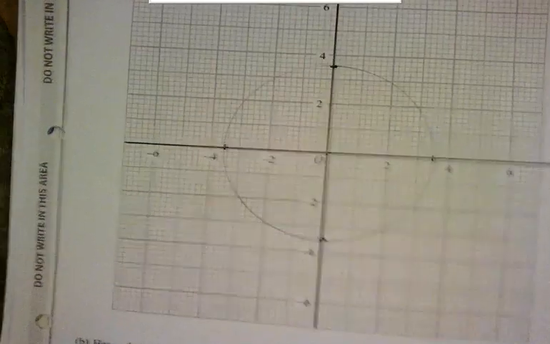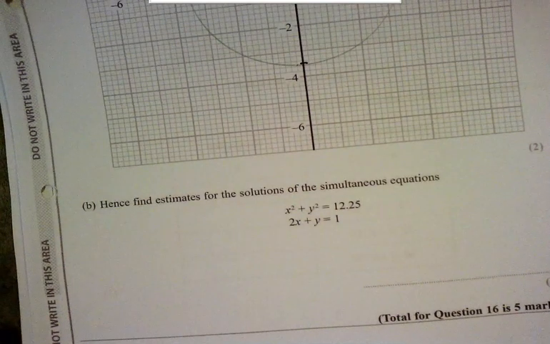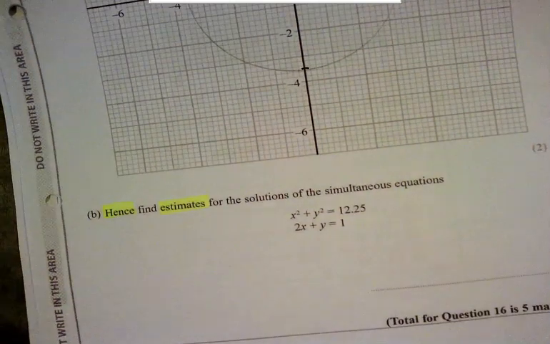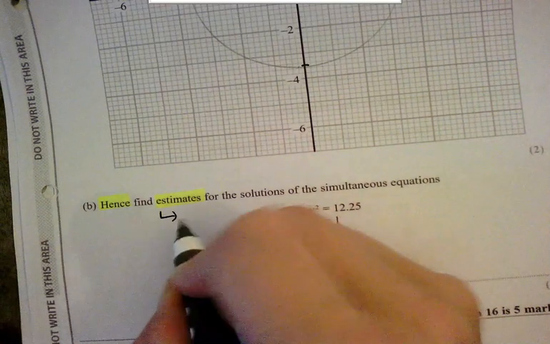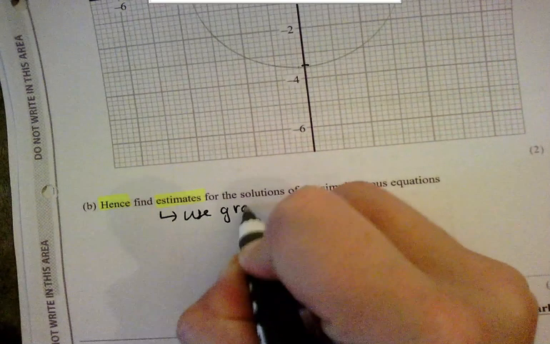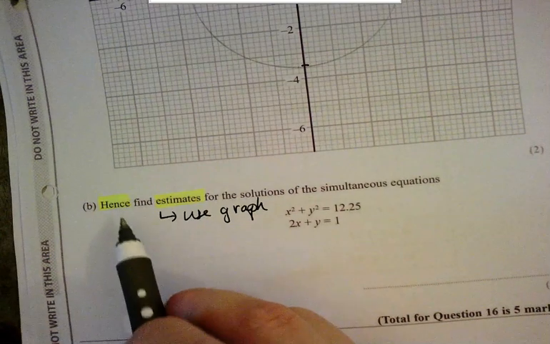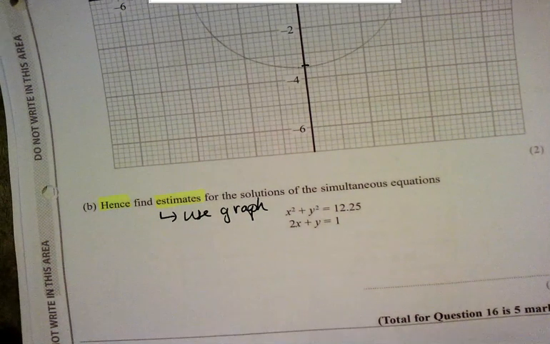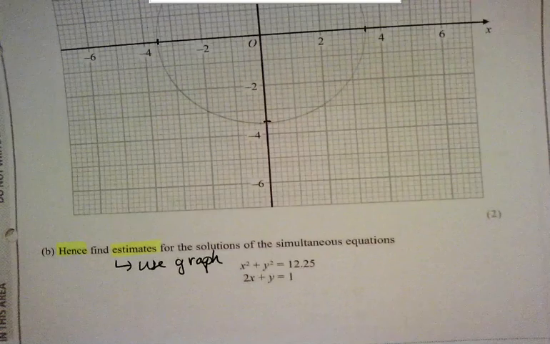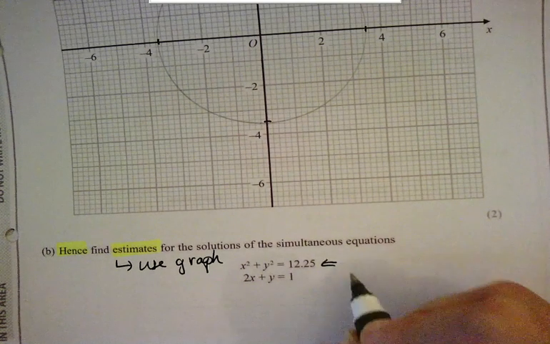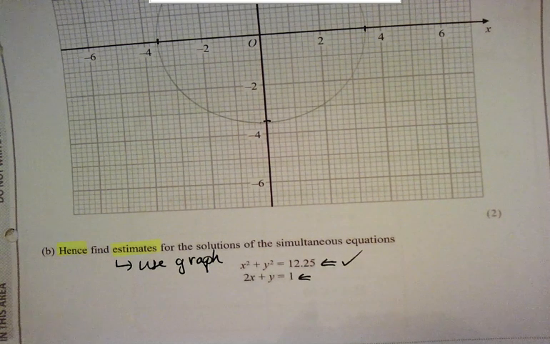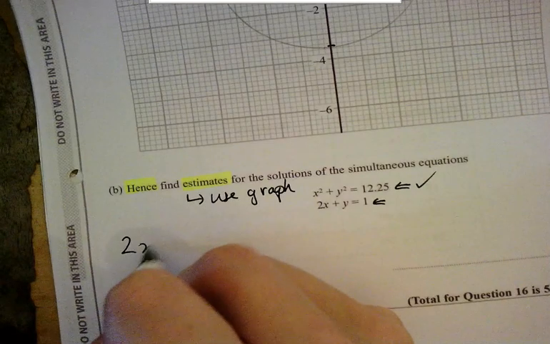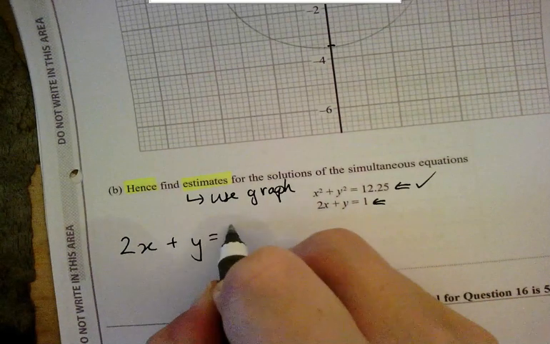Part B. Hence, find estimates for the solutions of the simultaneous equations. I know when I've got a graph and the word estimate, I need to use the graph. And if it says hence, then I need to use the previous part of the question. So what do I notice? I notice this is the thing that I've just drawn the graph of, so I've done that. So I think I must need to draw the graph of 2x plus y equals 1.